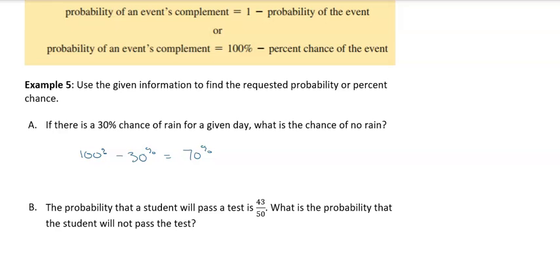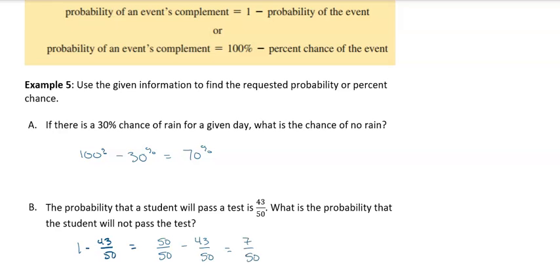Okay, the second one, the probability that a student will pass a test is 43 out of 50. What's the probability that they will not pass the test? So we're going to take 1 minus 43 fiftieths. Let me redo that, I'm going to rewrite this. 50 fiftieths minus 43 fiftieths is going to give us 7 fiftieths.